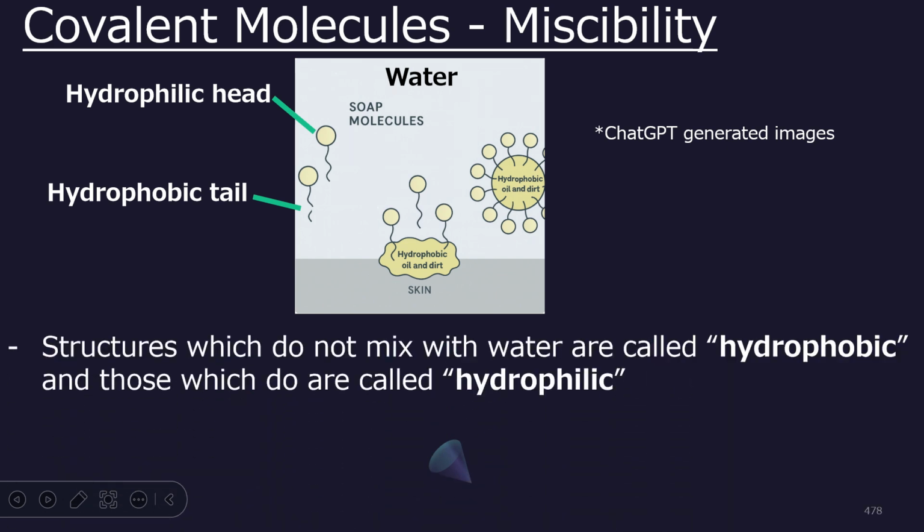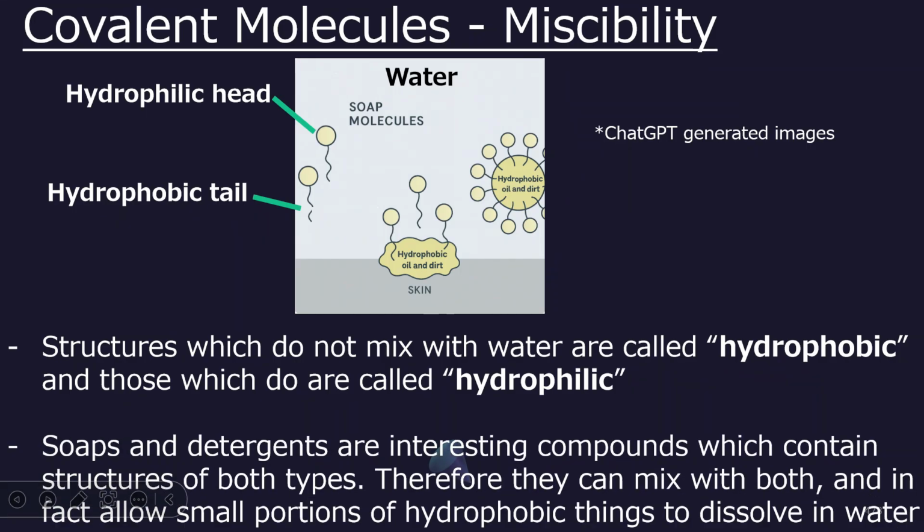So structures which do not mix with water are called hydrophobic, and those which do are called hydrophilic. Soaps and detergents are interesting compounds which contain structures of both types on the same molecule, so therefore they can mix with both, and in fact allow several portions of hydrophobic things to dissolve in water. We can actually get nearly homogeneous solutions where there's an even distribution of these little packages of hydrophobic grease and grime. They're so small though you can't see them, obviously. They're just surrounded by water on the molecular scale.